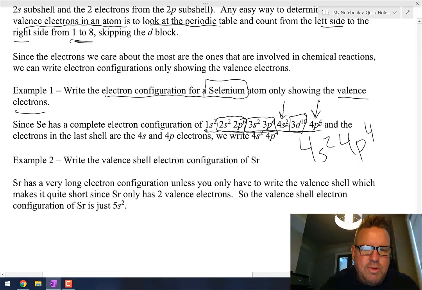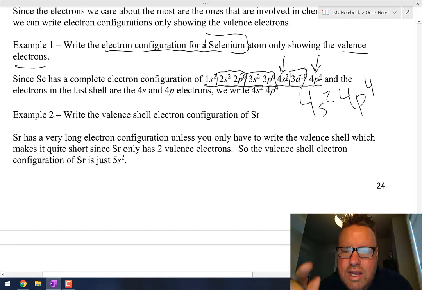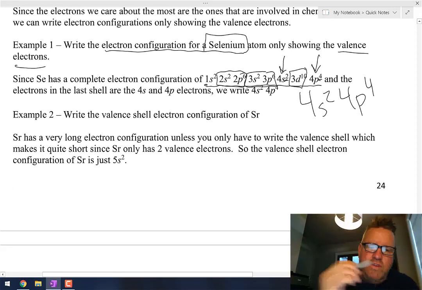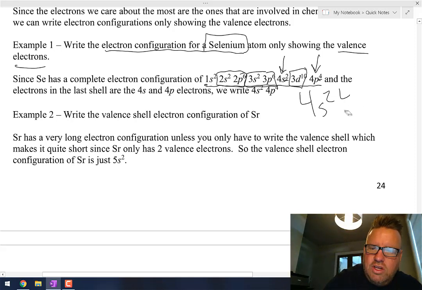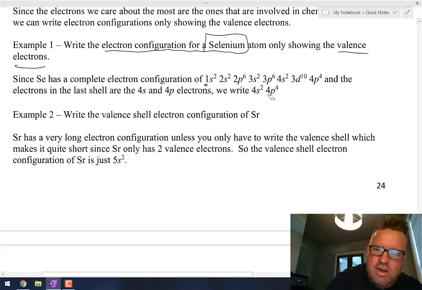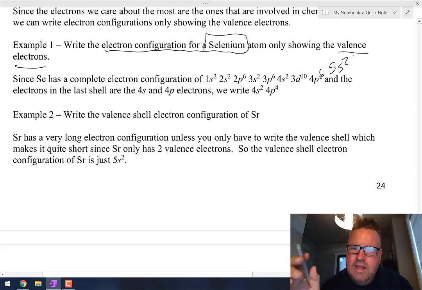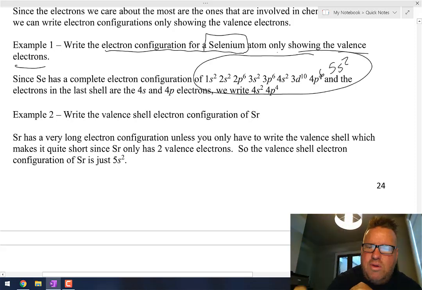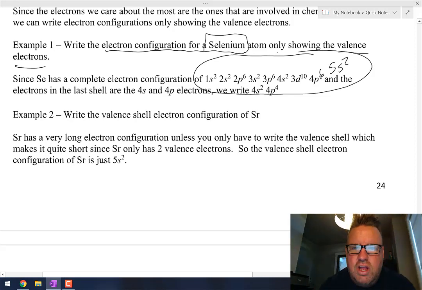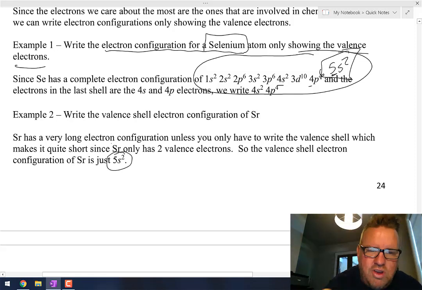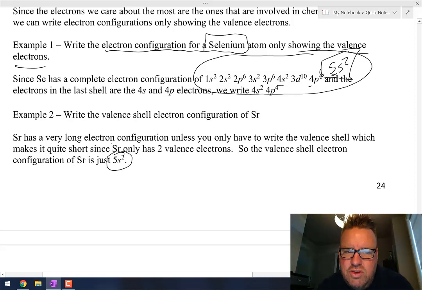Okay, example 2, write the valence shell electron configuration of strontium. So strontium, again, if you think about the whole thing, strontium actually looks pretty similar to selenium. It just keeps going. It's 4p6 and then it goes 5s2. Okay, so with strontium, using this as our example, what's the furthest shell from the nucleus? Well, not the fourth shell anymore, because now we have electrons in the fifth shell. So those are our valence electrons. Okay, and so the valence shell electron configuration of strontium is just 5s2.